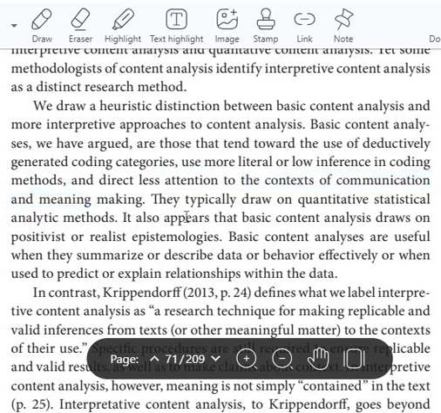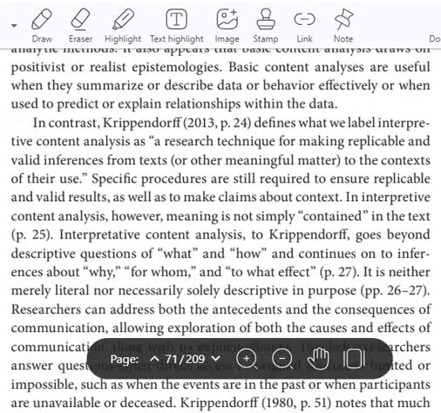In the basic content analysis, we have quantitative statistical methods, and it draws on the positivist or realist epistemologies. It is considered useful when researchers summarize or describe data or behavior effectively, or when used to predict or explain relationships. However, today we will talk about the interpretive content analysis.